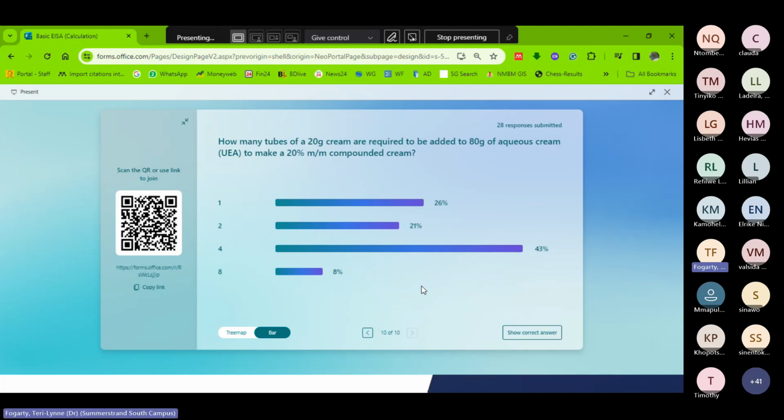Okay, Dorian says 1. Ngiwe says 4. Okay, we're not talking about 80 grams of aqueous cream. We're talking about your cream that contains the active ingredient. So maybe in a moderation session, we would have said, no, we need to be clearer here what we mean by 20 grams of cream. What cream? So 20 grams of the active ingredient, the cream containing the API.